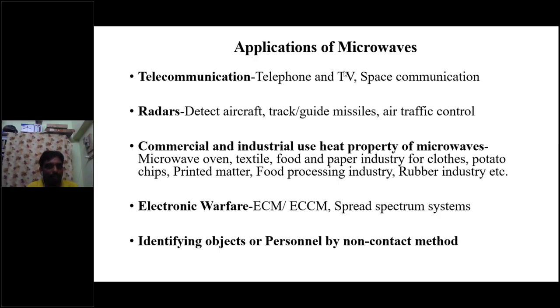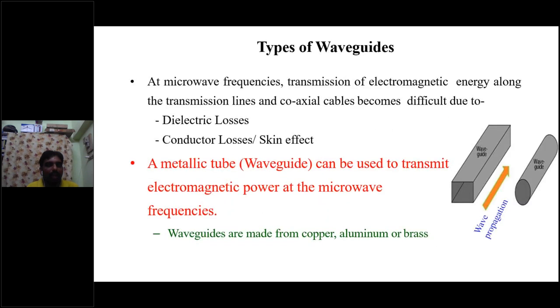And next we move to the second part of this unit, which is waveguides. We already know waveguides are classified into 3 different types: parallel plane waveguide, rectangular waveguide, and circular waveguide. According to our syllabus, we start with rectangular waveguides. But first, why do we go for waveguides? I already told this point. At microwave frequencies, meaning the range of frequencies 1 gigahertz to 1000 gigahertz, transmission of electromagnetic energy along transmission lines and coaxial cables becomes very difficult.